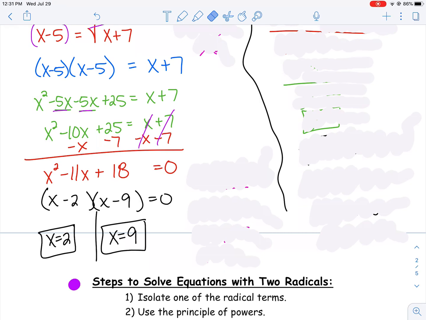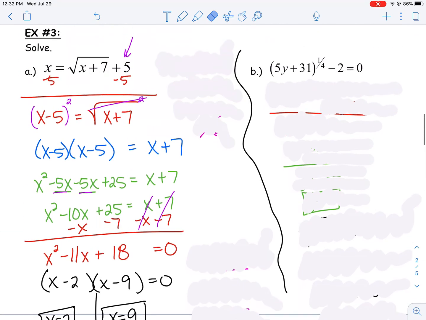Now, just when you think we're done, we're not. We have to make sure that we check both of those answers to make sure that they both work and they're not extraneous. So let's take 2, plug it into my original equation, and see if it works. I have 2 equals the square root of 2 plus 7 plus 5. Let's see if that's true.